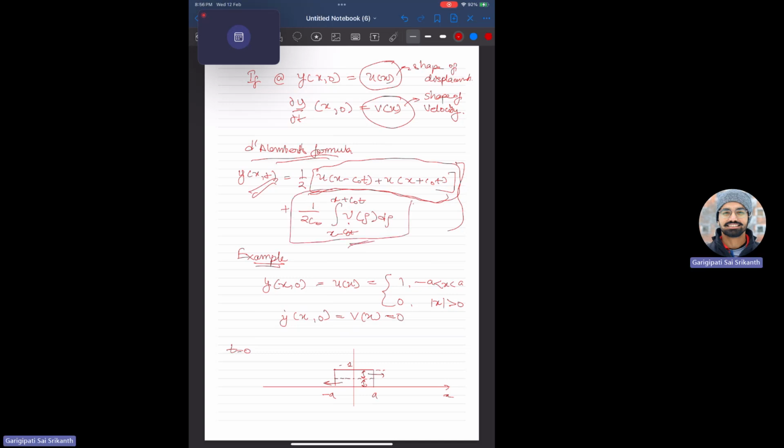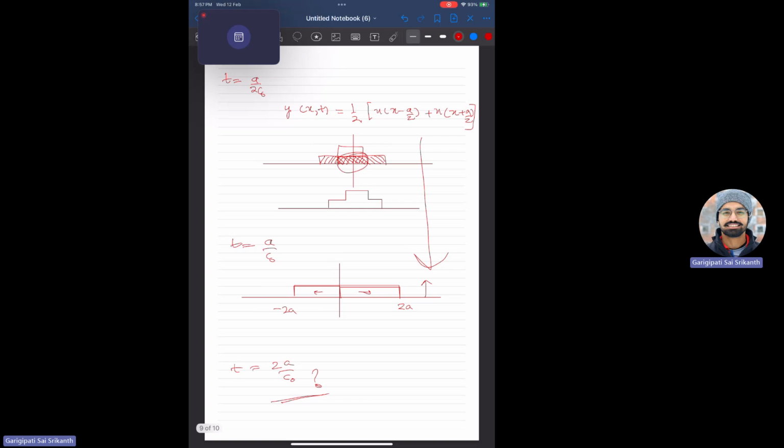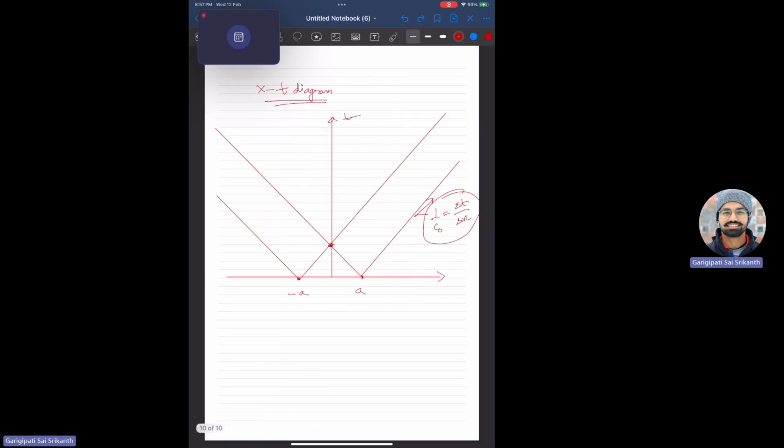Then there's the velocity part. Here we take an example where the velocity part is zero, just to see what happens to the initial displacement according to this equation. We have an initial displacement, and then we see that it is broken into two parts, one that is going to the right, one that is going to the left, and this is how the shape looks. Similarly, you see a time evolution of it that can be plotted in an XT diagram, where this is the extent of the wave, and this is going to the right, and this is going to the left.